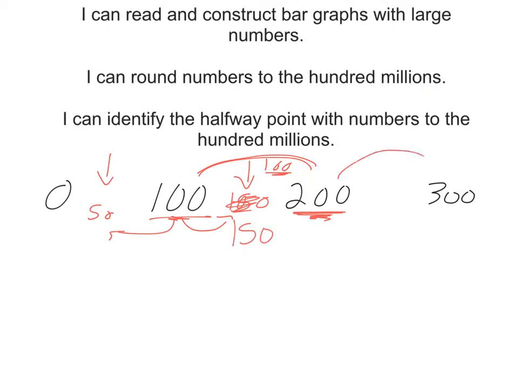Likewise, if I'm going between 200 and 300, I'm not trying to find half of 300, I'm trying to find half of this space. Well, the distance between 200 and 300 is just 100. Half of 100 is 50, so it would be 50 more than the lower number for a total of 250. Now let's take this and apply it to a graph.